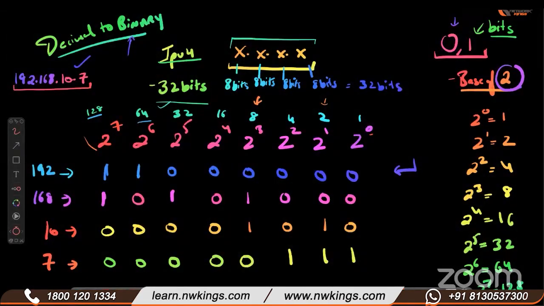Okay, so this is decimal to binary. Now the good story, let's understand how IANA divided this number.